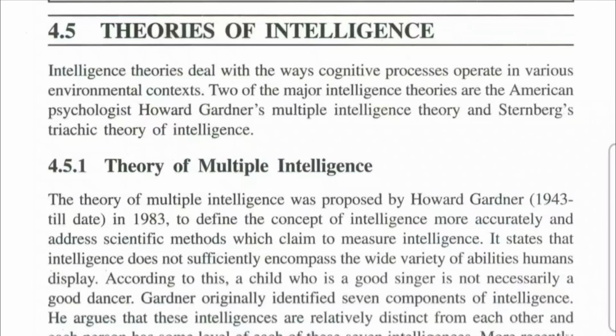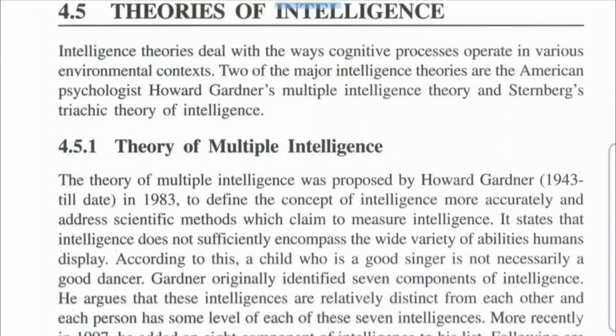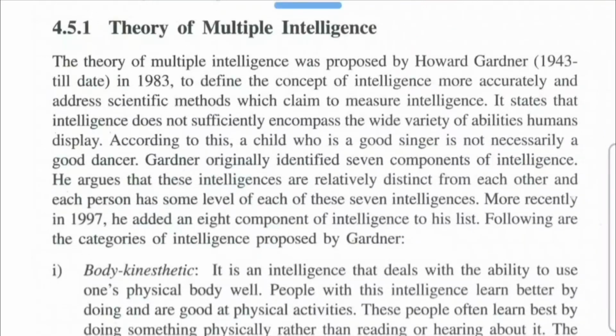4.5 Theories of Intelligence. Intelligence theories deal with the ways cognitive processes operate in various environmental contexts. Two of the major intelligence theories are the American psychologist Howard Gardner's multiple intelligence theory and Sternberg's triarchic theory of intelligence. 4.5.1 Theory of Multiple Intelligence.